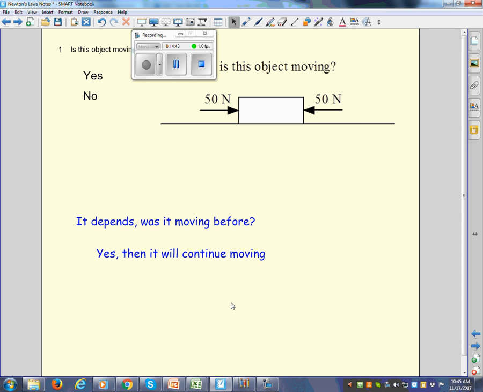So the answer is, was it moving before? If the answer is yes, it was moving, then it will continue to move. And if the answer is no, then it will stay put. So there is no real right answer. It's a bit of a trick question. Didn't count against you, did it? Okay, did anyone think that maybe that was a possibility? No, I got y'all. I wasn't trying to trick you. I'm trying to teach you. Sometimes I have to trick you to teach you.